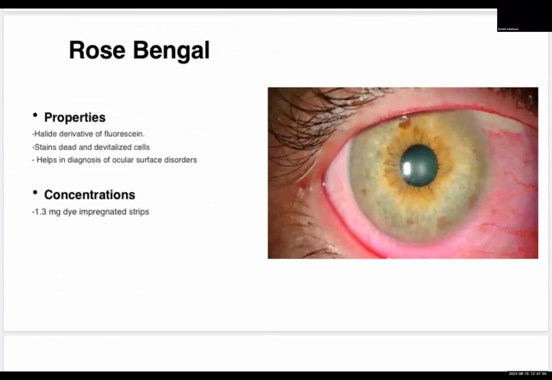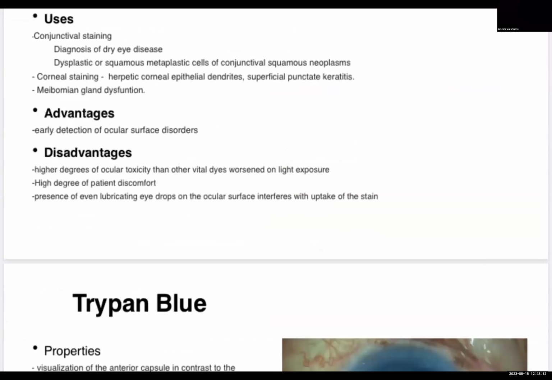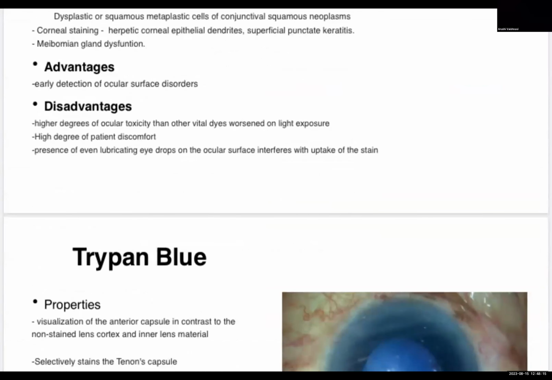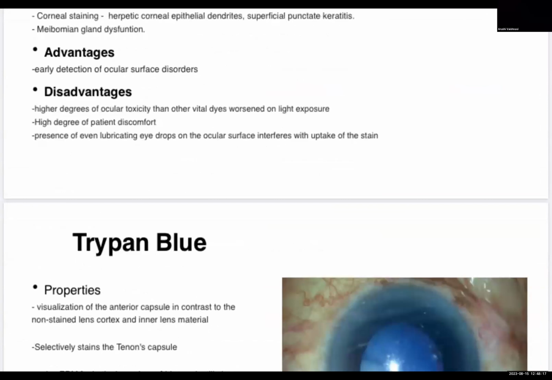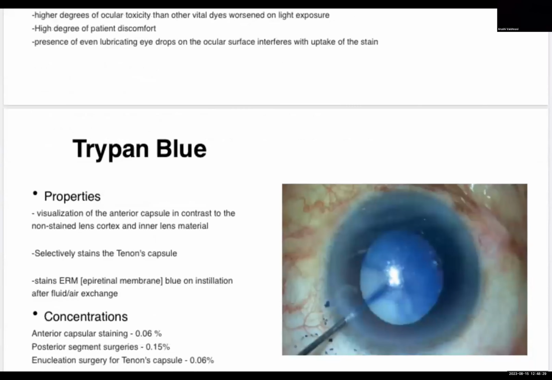Moving towards rose Bengal, it is another halide derivative of fluorescein used to stain dead cells in ocular surface disorders. It is used in conjunctival staining for diagnosing dry eye disease and dysplastic or metaplastic cells of conjunctival squamous cell neoplasms. It is used in corneal staining for herpetic corneal epithelial dendrites and superficial punctate keratitis. Also used in meibomian gland dysfunction. It can detect ocular surface disorders early, but produces higher degrees of ocular toxicity than other dyes. And even the presence of lubricating eye drops interferes with uptake of the stain.